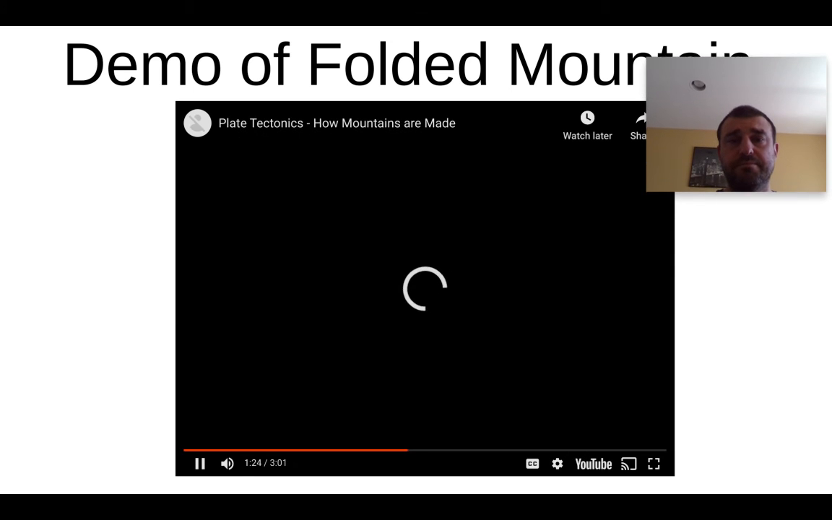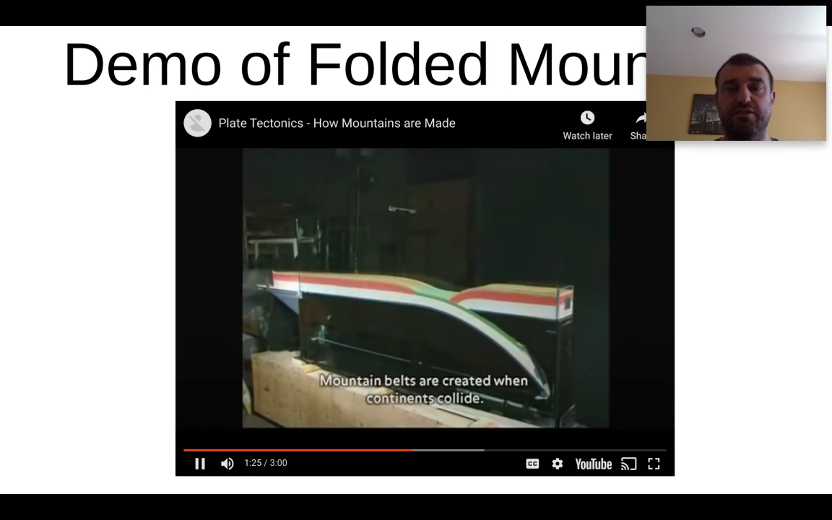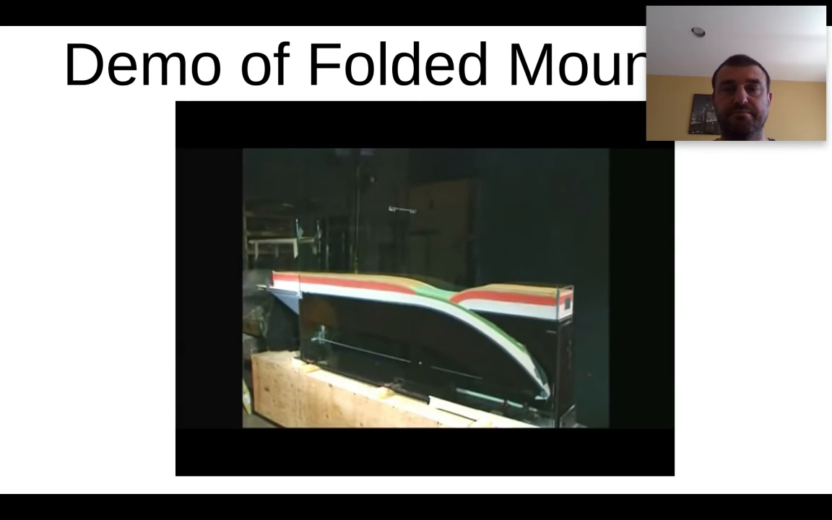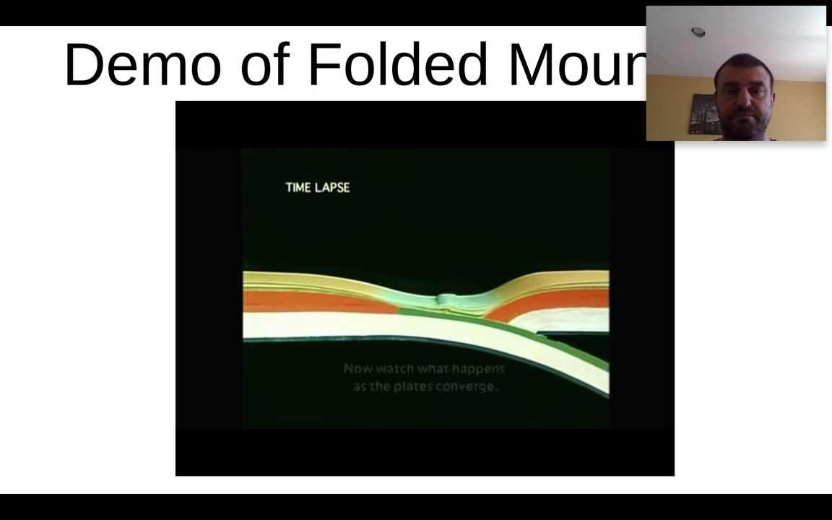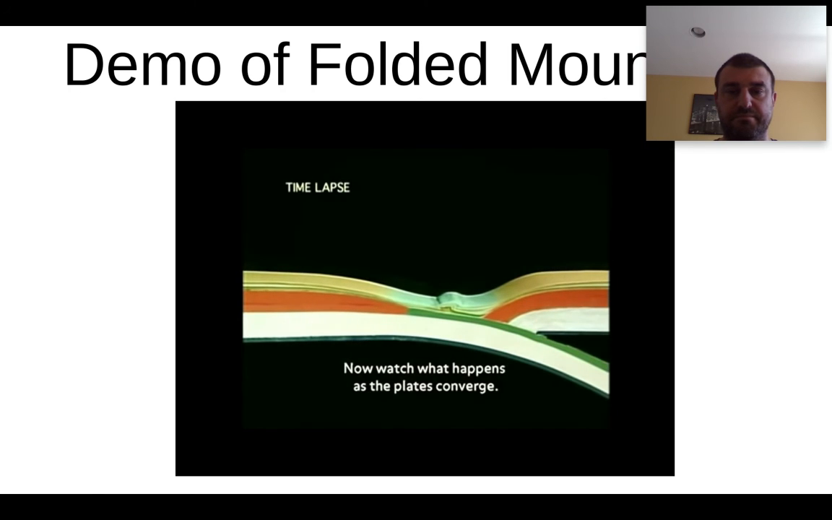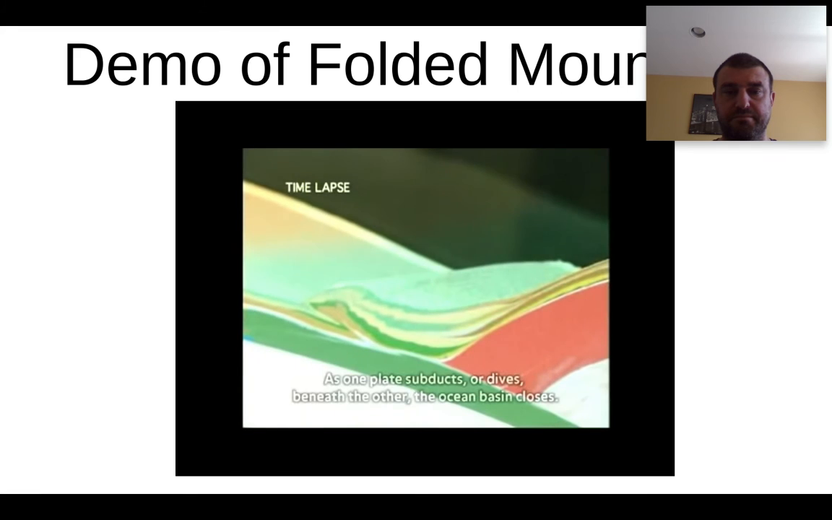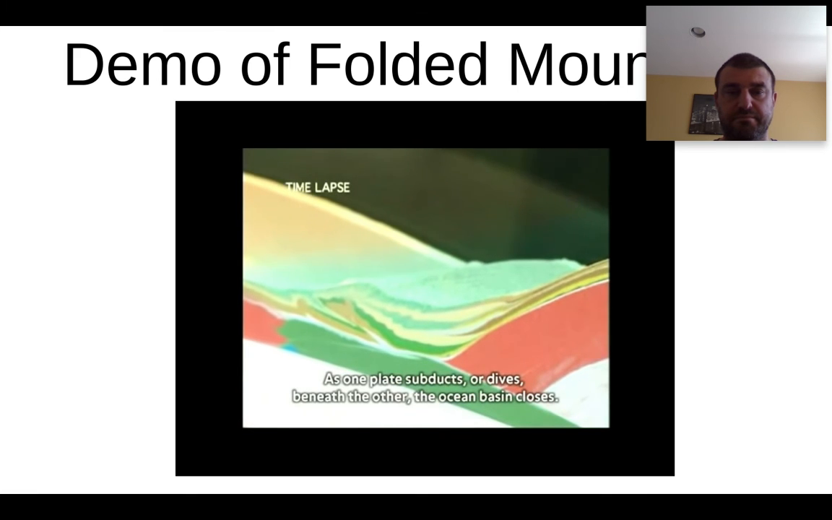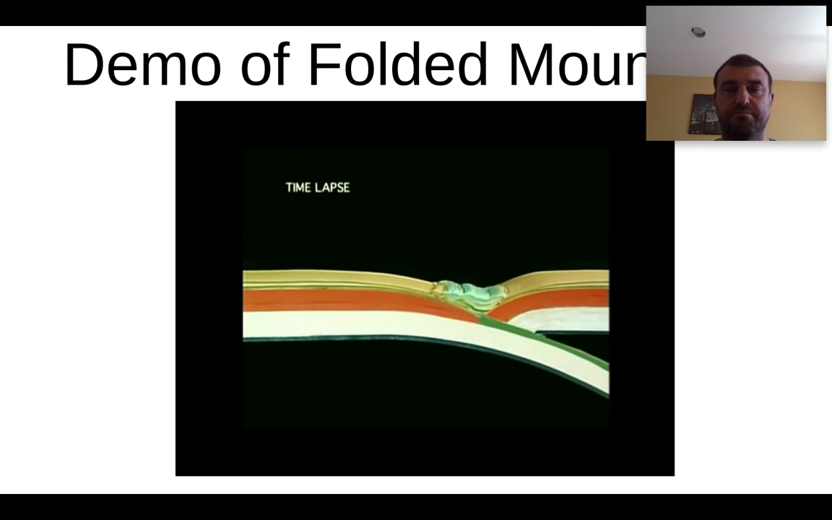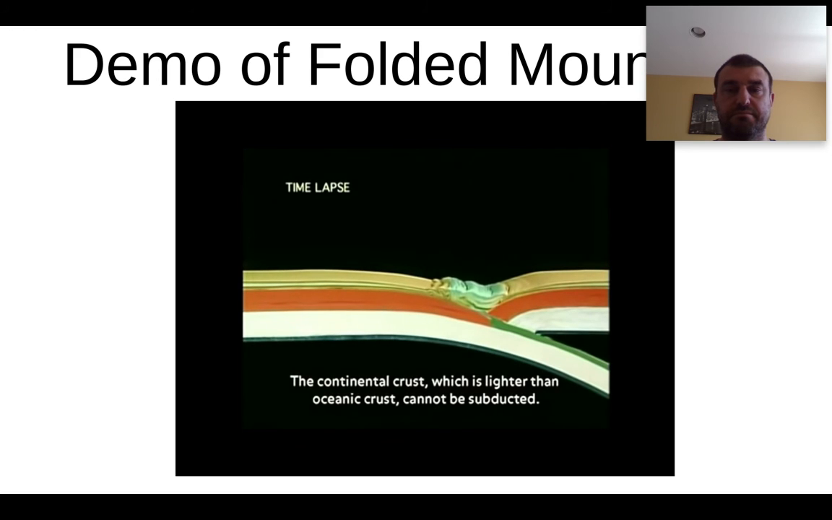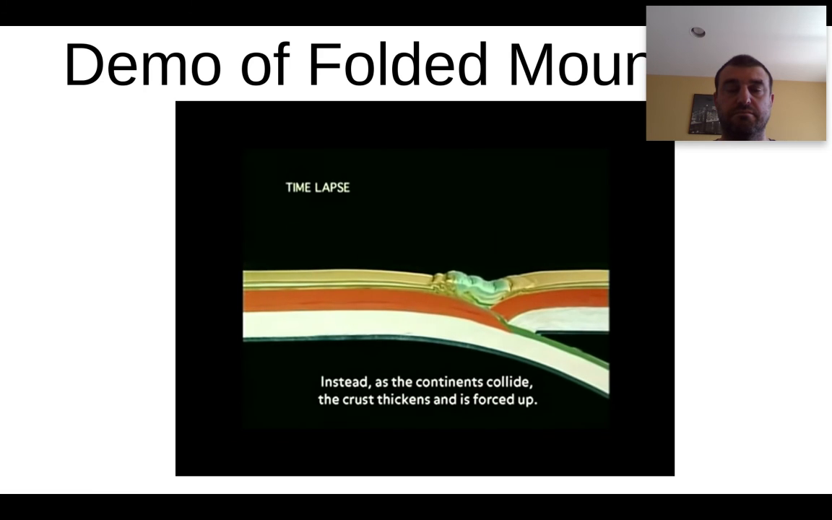I like this little demo. Someone made sand layers in a tray. Just listen. When continents collide. In this experiment, we see two continents separated by an ocean. Now watch what happens as the plates converge. As one plate subducts or dives beneath the other, the ocean basin closes. The continental crust, which is lighter than oceanic crust, cannot be subducted. Instead, as the continents collide, the crust thickens and is forced up.